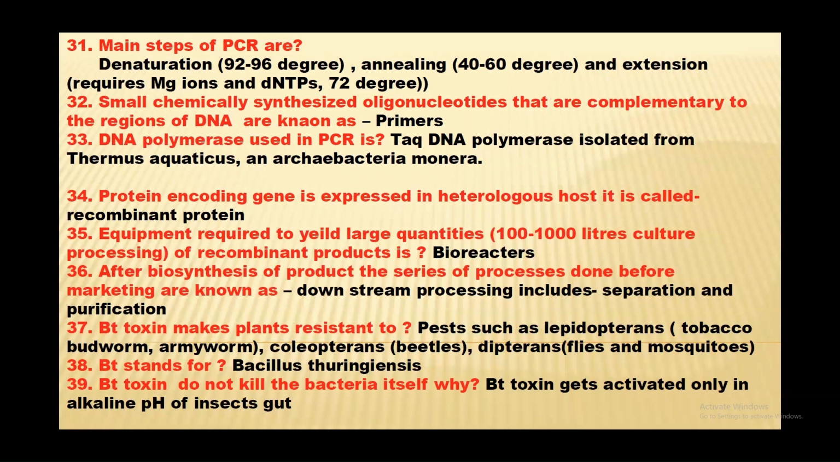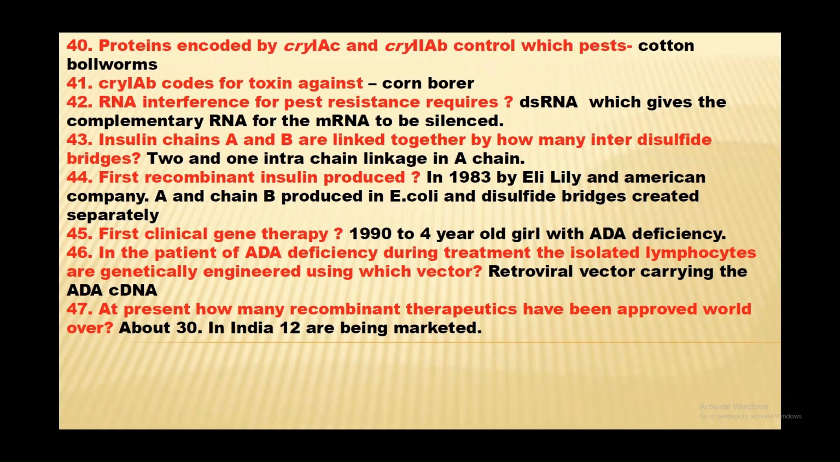The 39th one. Bt toxin does not kill the bacteria itself. Why? Bt toxin gets activated only in the alkaline pH of the insect's gut. This line is also important. Protein encoded by cryIAc and cryIIAb controls which pest? Cotton bollworms.